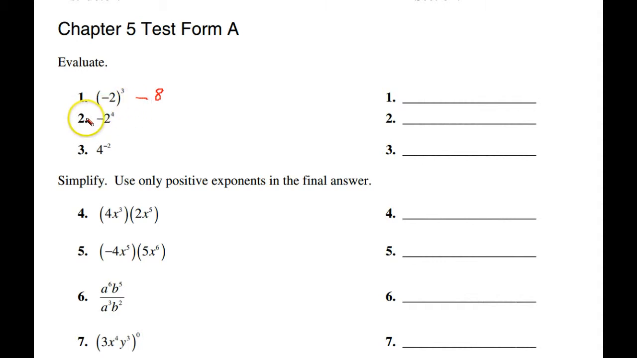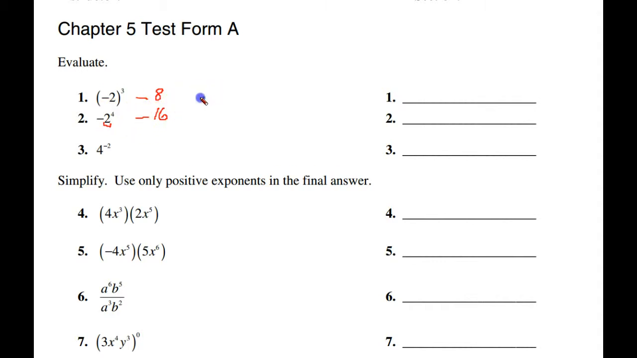Now number 2 is a little tricky because notice there's no parentheses here. So what is the base of this exponent? 4. And the answer is it's just the 2. So your answer then will always be negative, so you can put that there. And now you raise 2 to the fourth power, that will be 16. So your answer is -16.